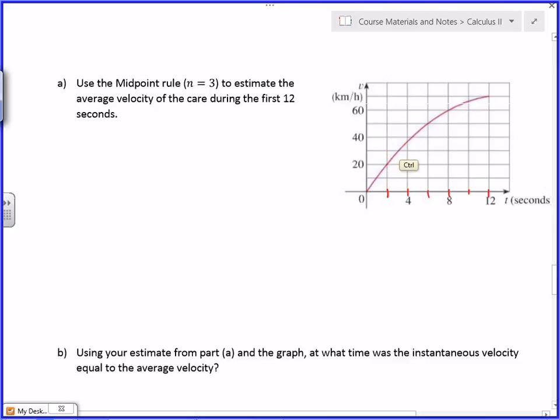So in this problem, what it asks you to do is use something called the midpoint rule. It says, use the midpoint rule with n equal to 3 to estimate the average velocity of the car during the first 12 seconds. So without having a function to actually integrate, we're still going to approximate what we think the average value is. The actual value would be 1 over 12 minus 0, the integral from 0 to 12 of f of t dt. But this is what we're going to approximate.